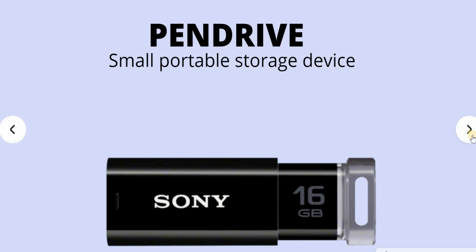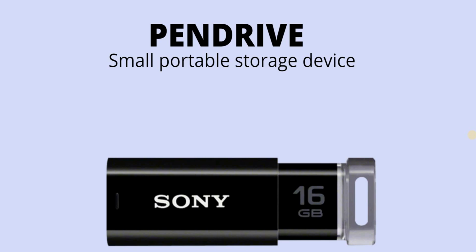Next is pen drive. It is a small stick-like device. It is a small storage device shaped like a small pen. You can store data, programs, audio, video, images, etc. in pen drive and carry it with you. A pen drive connects to a computer through USB port.